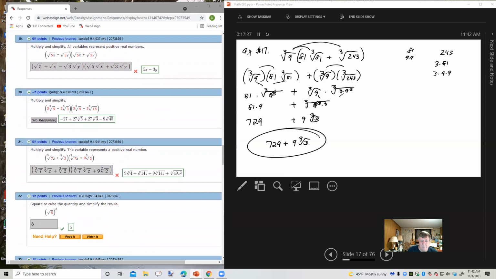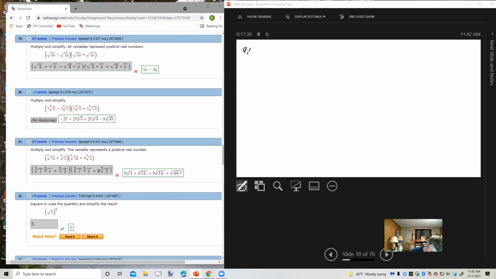All righty. Let's take a look at problem number 19. Multiply and simplify the square root of 5x minus the square root of 3y times the square root of 5x plus the square root of 3y. That's a conjugate pair. We have the difference of two numbers times the sum of the same two numbers in the same order. So when we FOIL it, the middle two terms are going to cancel out.